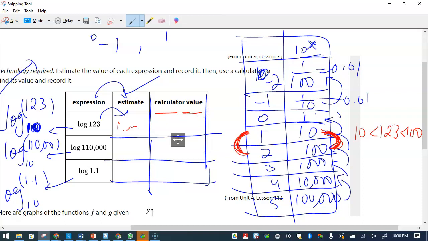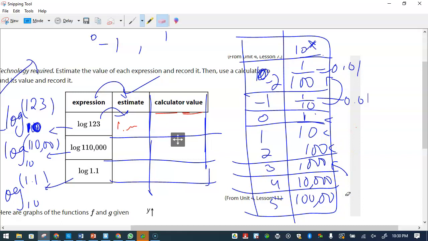The next one, I think I made a mistake again. This should be more than 100, so it should be here. Let me take this off. So it means 123 is between here and here, right? So 100 is less than 123, which is less than 1000. So the number has to be 2 point something.